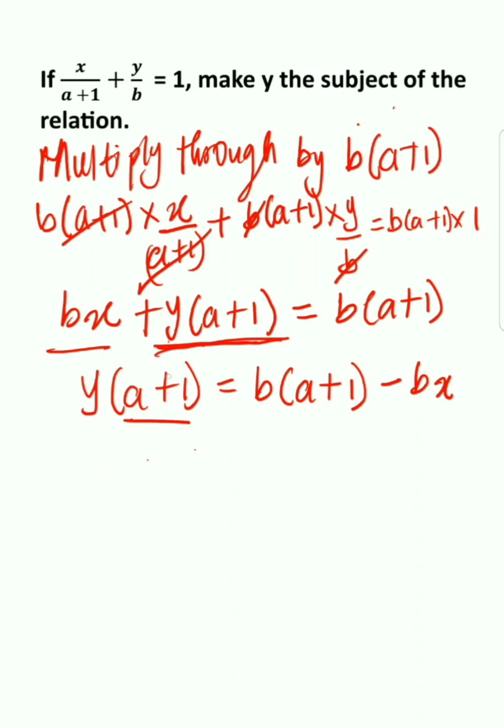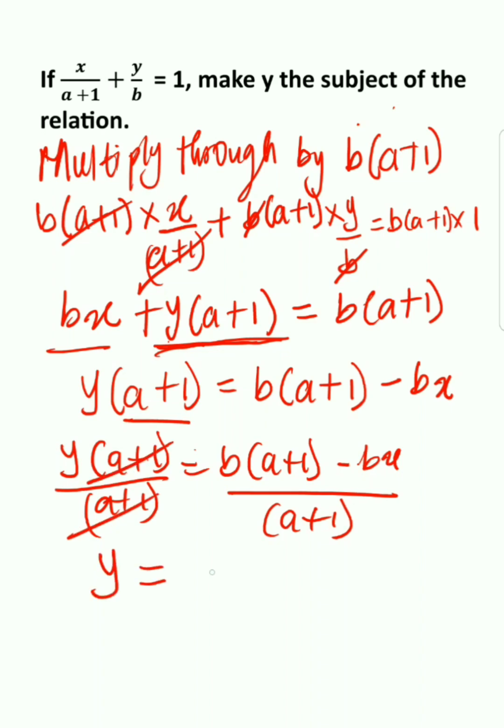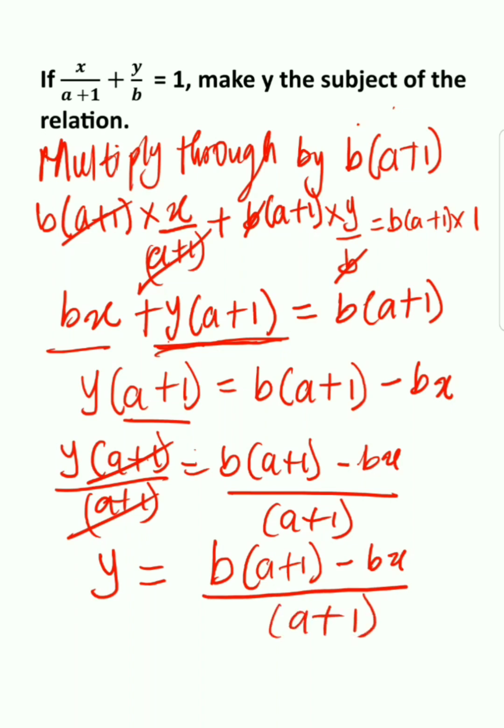So divide both sides by a + 1. So we have y into (a + 1) divided by (a + 1) equals b into (a + 1) minus bx divided by (a + 1). So a + 1 cancels out a + 1, and then you get the value of y as b into (a + 1) minus bx, all divided by (a + 1). And so with this, we make y the subject of the formula.